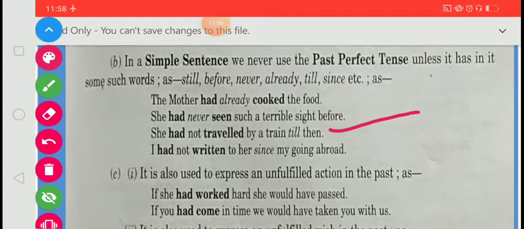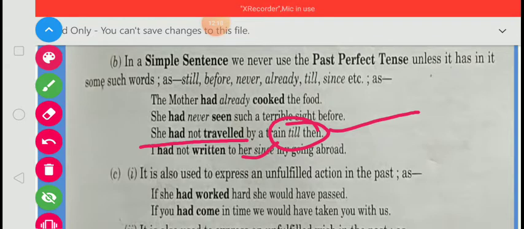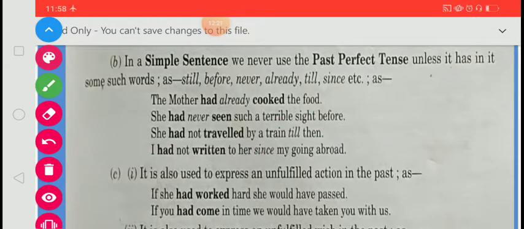She had not travelled by a train till then. So because till has been used here, it shows time. So that's why it has been written in past perfect tense. I had not written to her since my going abroad. Okay students, so now let us discuss the next rule.